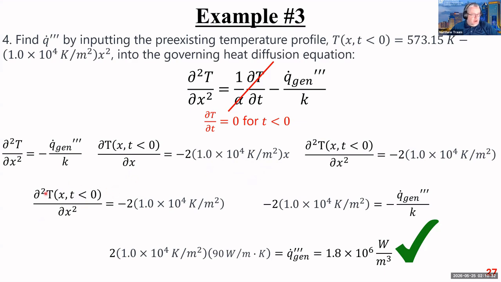Okay, I'm just writing it again here. So the second derivative of T with respect to x is just this constant, because I'm using this equation. So that's this value that I know, and then that equals minus q gen triple prime over k, which is here. And I'm solving for q gen. So I have to multiply both sides by k, which is a known value. So here I am multiplying both sides by k, solving for q gen all by itself, and I get 1.8 times 10 to the 6 watts per cubic meter.